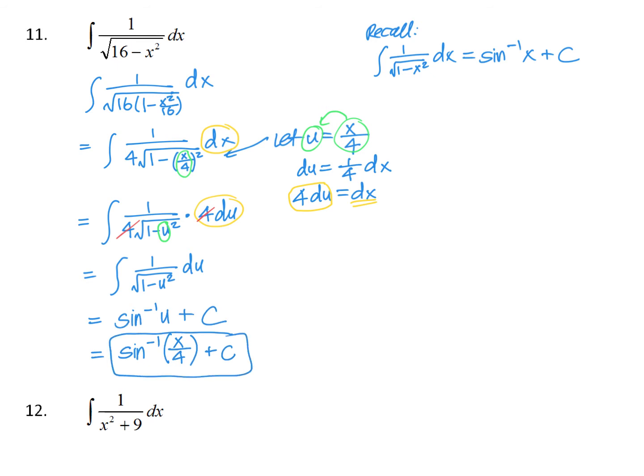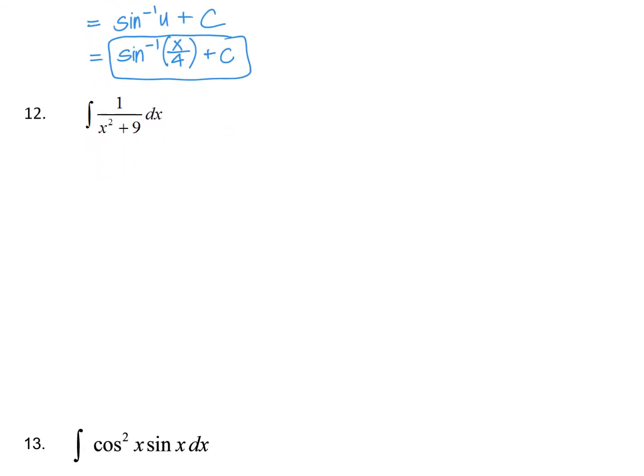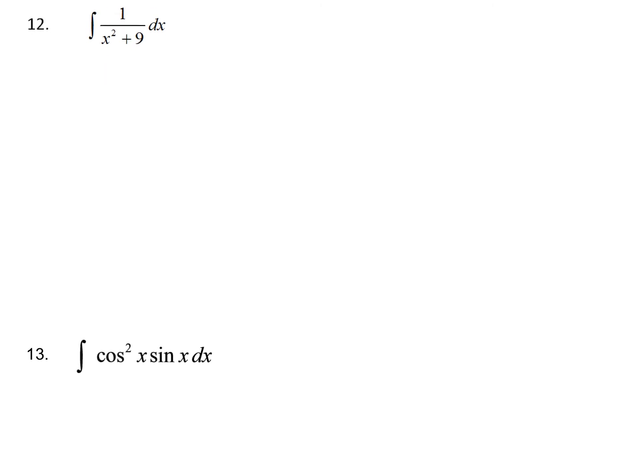Okay, let's see how this works with an inverse tangent antiderivative. Number 12. Okay, in number 12, recall this one. The antiderivative of 1 over 1 plus x squared dx is inverse tangent of x plus c. But this over here says 1 plus x squared, but this one says 9 plus x squared. So how do we force this 9 to become a 1?